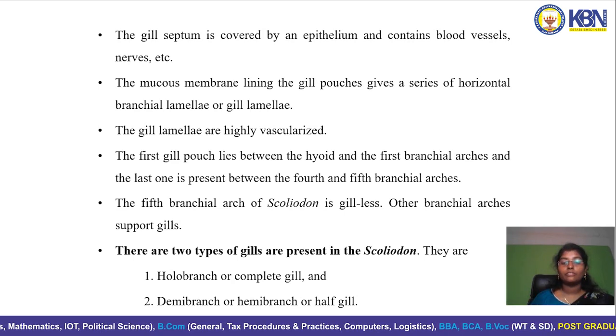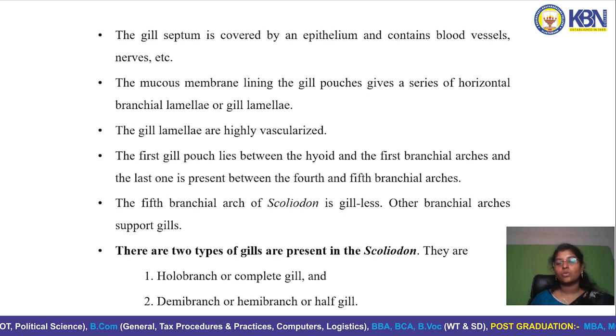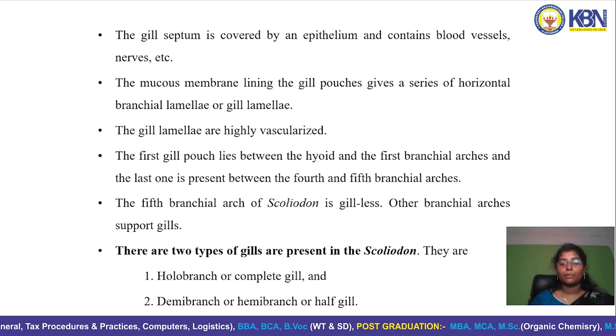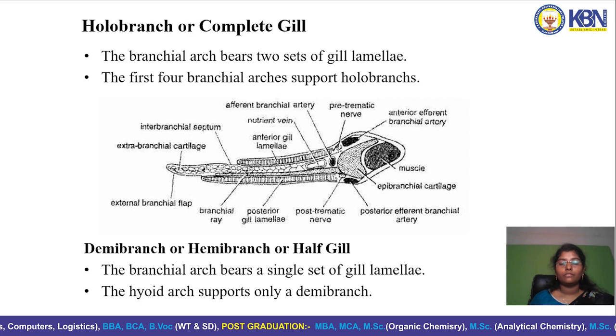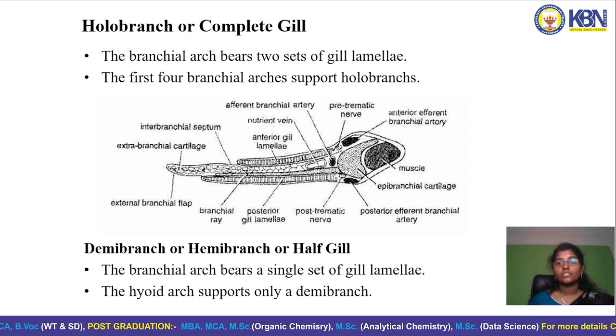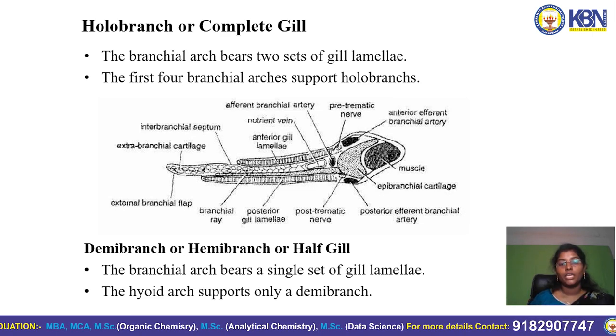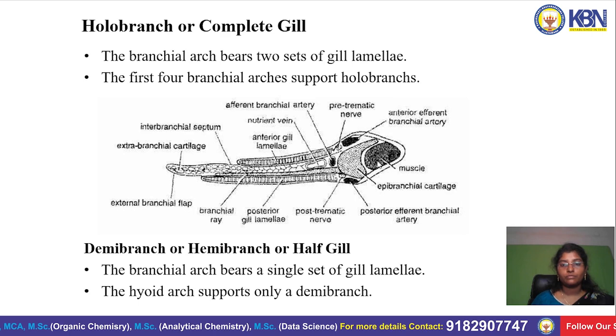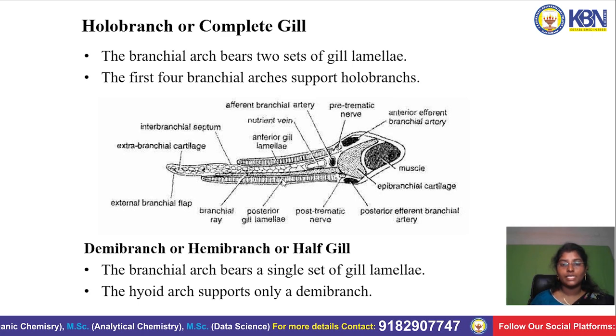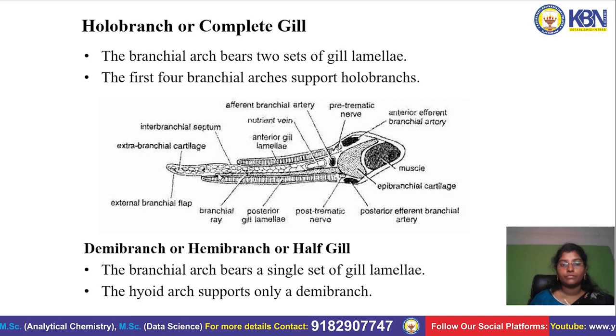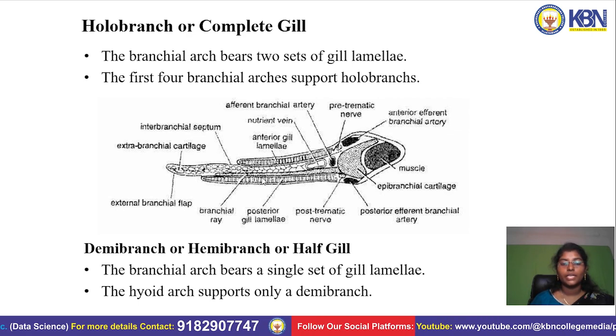There are 2 types of gills present in the scoliodon. They are holobranch or complete gill, and the demibranch or hemibranch or half gill. First one, holobranch. The branchial arch bears 2 sets of gill lamellae. The first 4 branchial arches support holobranch. Here we can observe these are called gill lamellae. To the branchial cartilage, on both sides we can observe gill lamellae.